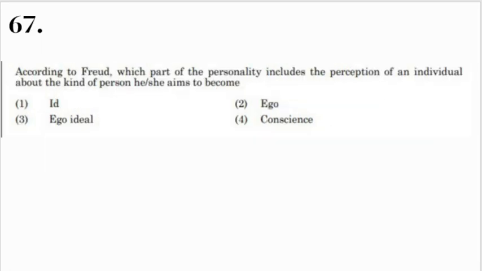Moving ahead to question number 67. According to Freud, which part of the personality includes the perception of the individual, the kind of person he or she aims to become?